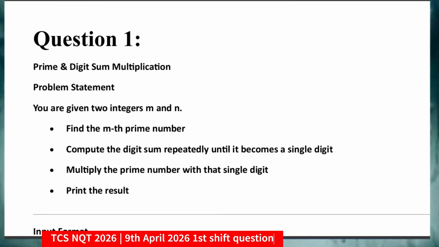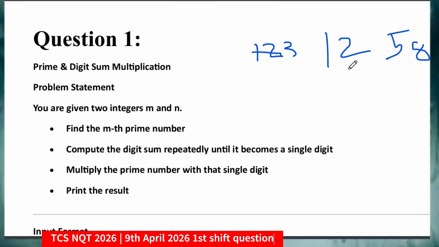Two integers are given to you, you have to find the mth prime number, and compute the digit sum repeatedly until it becomes a single digit. So suppose you are taking two integers, say 12 and 58.